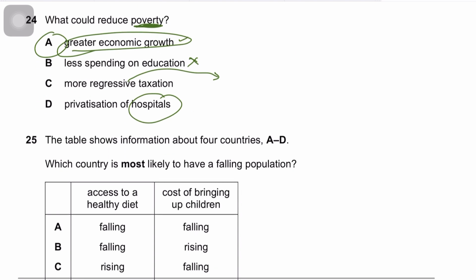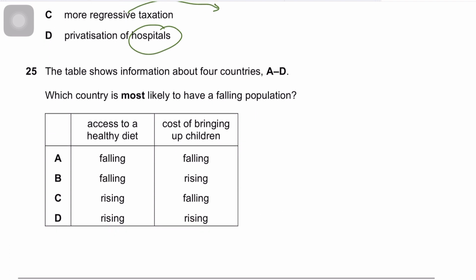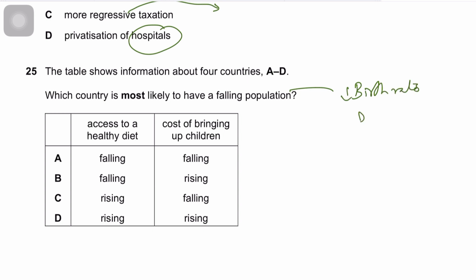Question 25 says, the table shows information about 4 countries, country A to D. Which country is most likely to have a falling population? Remember guys, population will fall when either the birth rate goes down, or the death rate goes up. The population size would fall because of a falling birth rate, or a rise in death rate, or a fall in net inward migration, or a rise in net outward migration.